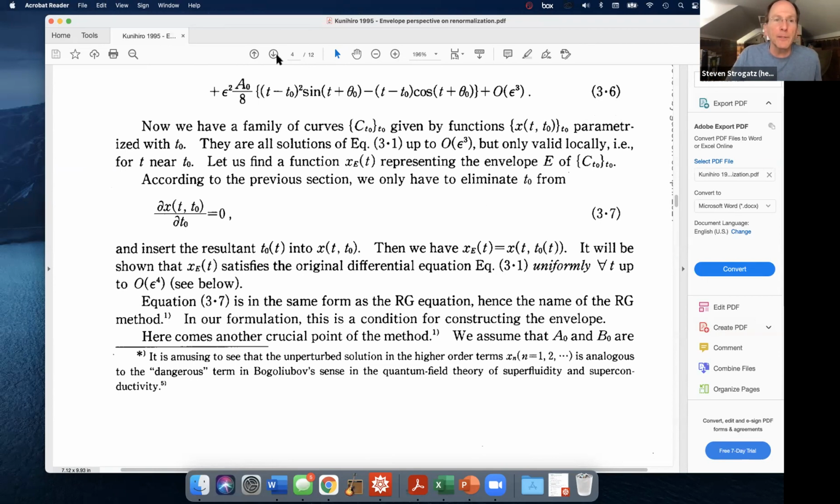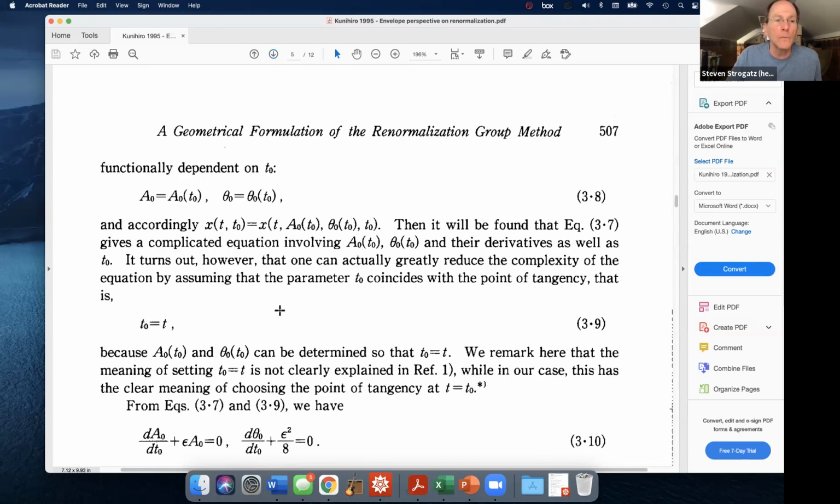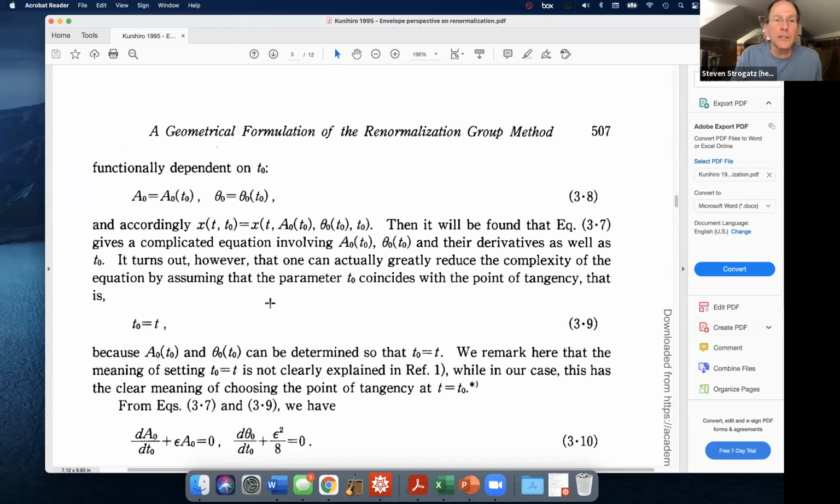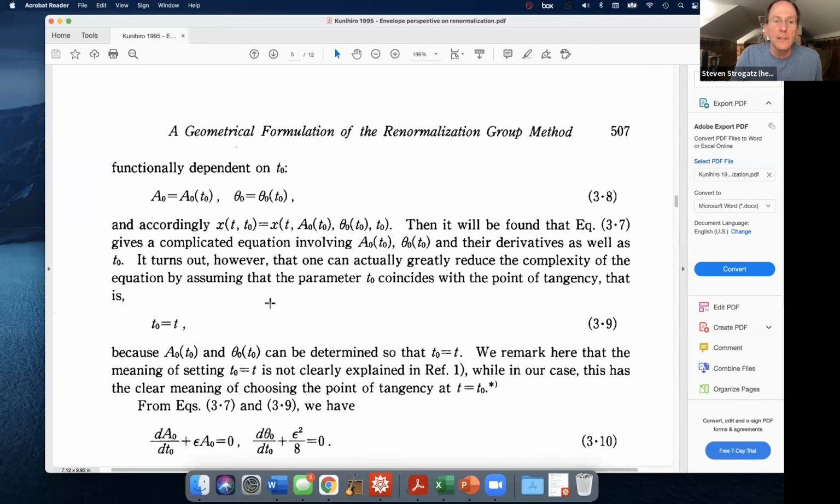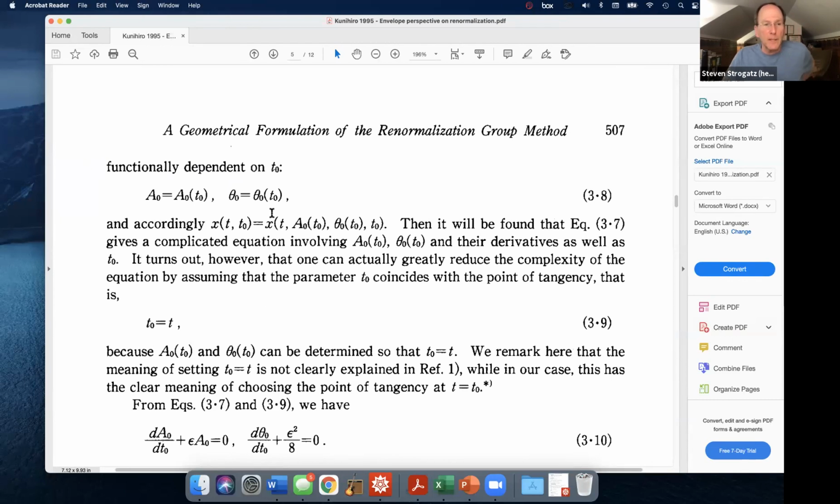So let's see what happens on the next page. Well, where is this now? Oh, okay. So I guess what he does, he says it becomes complicated, but you can greatly reduce the complexity by assuming that this parameter t0 coincides with the point of tangency, namely, you set t0 equal to t.